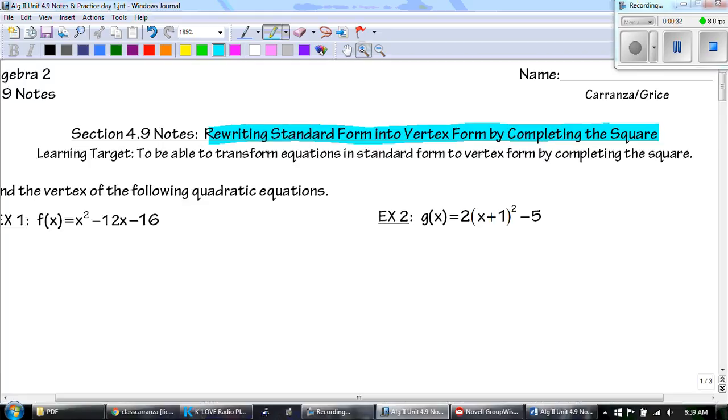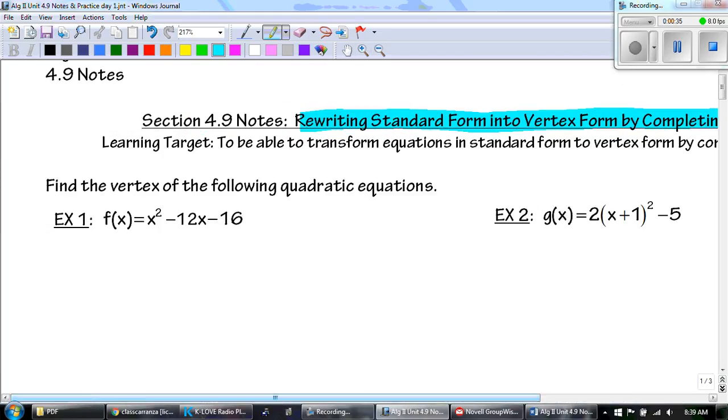What do we do for example number 1? Well, it's in standard form. That means I need to look at the A, the B, and the C. The first thing that I want to do is find my X value. So we do the opposite of B over 2 times A. So X equals the opposite of B, so it's negative 12, which makes it a positive 12, over 2 times A, and A is 1. On the top we have 12, on the bottom we have 2, and 12 divided by 2 is 6. So that's our X value.